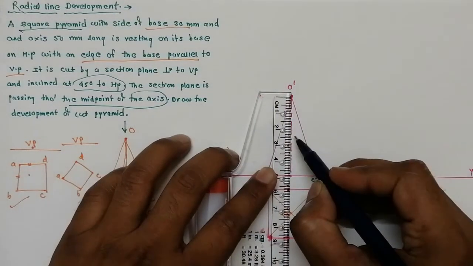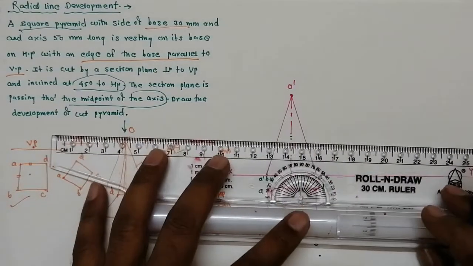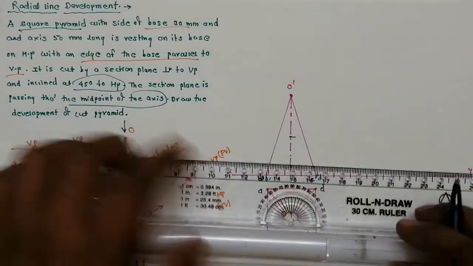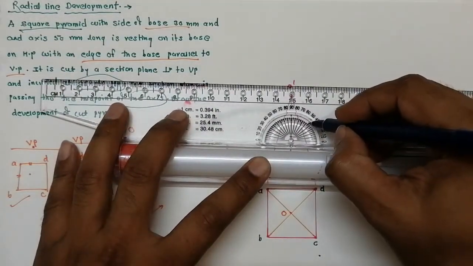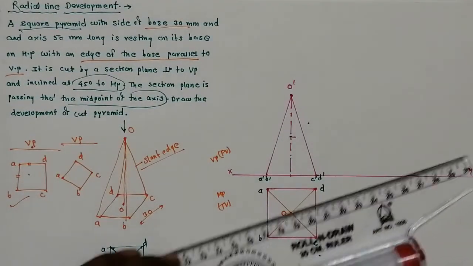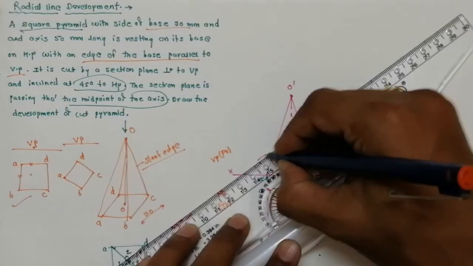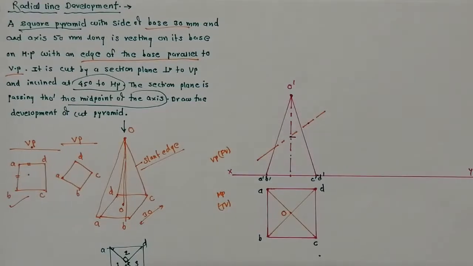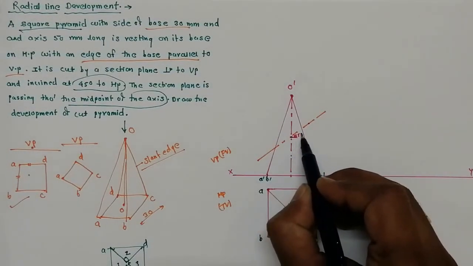So this is the midpoint. This is 25 mm. You draw one horizontal line there, and then how much angle? It is 45 degrees. So this is the 45 degree angle, and then we have to draw the section plane here. So this is our section plane. So the section plane we have drawn, and it is inclined at 45 degrees.